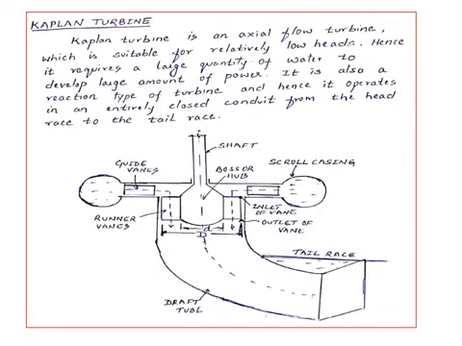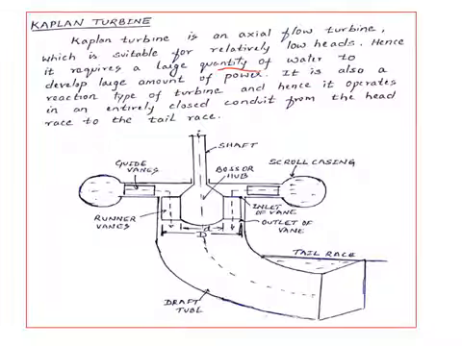As you know, a Kaplan turbine is an axial flow turbine, which is particularly suitable since it works on a low head. It requires a large quantity of water to develop a large amount of power as compared to the Pelton turbine, because the Pelton turbine works on a high head and requires less quantity of water to develop the same amount of power.